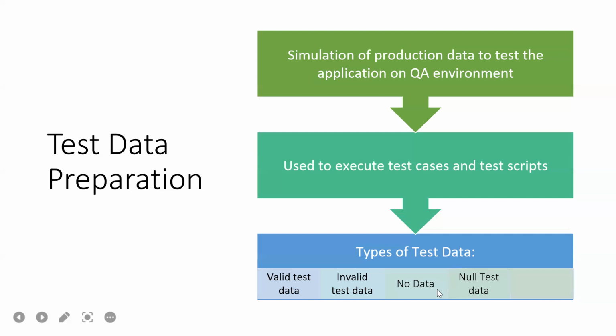Null test data is, imagine you have a database, and in that database you have something called null values. No data is always different from null; don't get confused between the two. In case your database has null, your application will throw an error. That type of data we also need to prepare, and we have to perform our testing. Any questions?